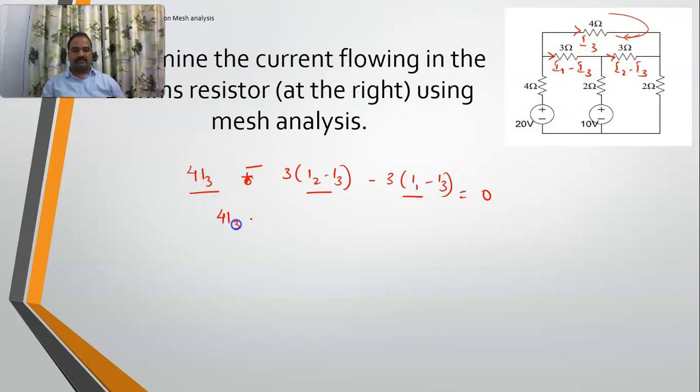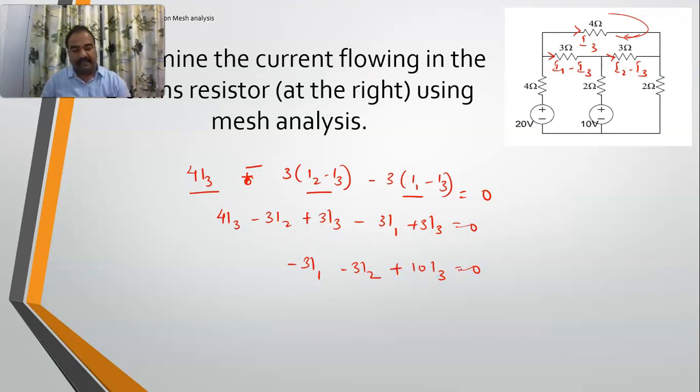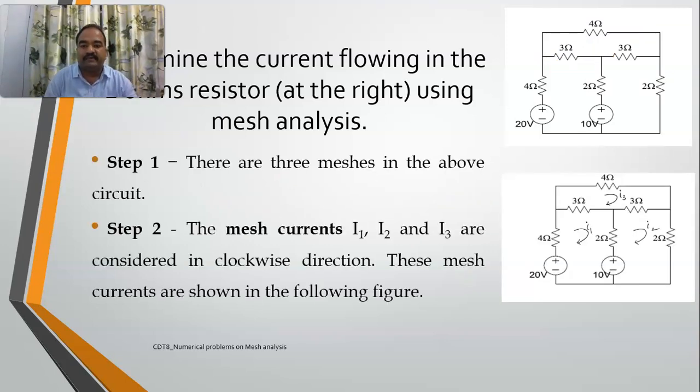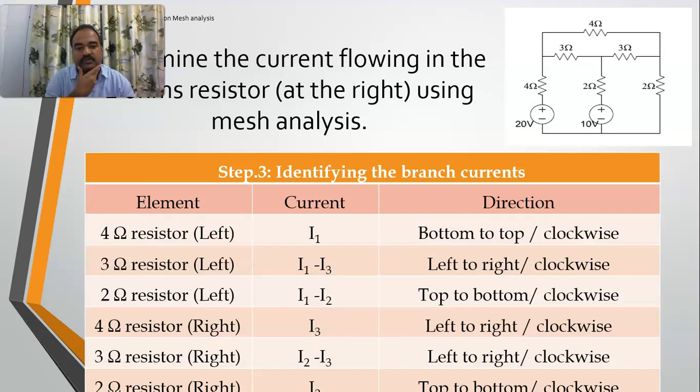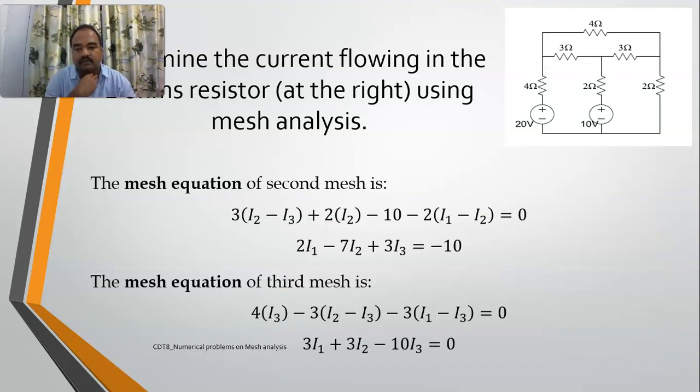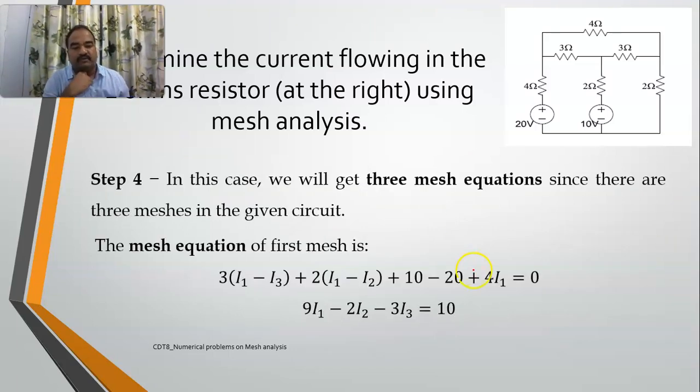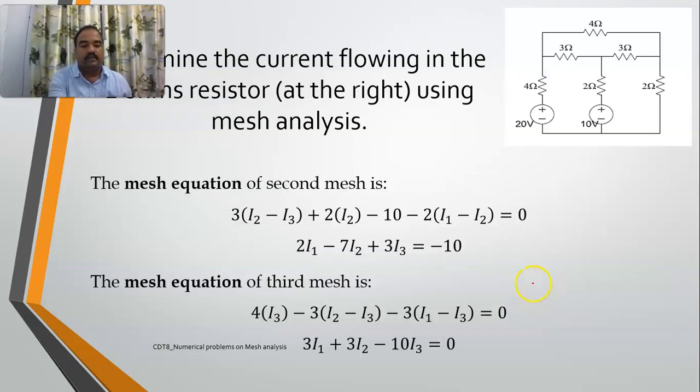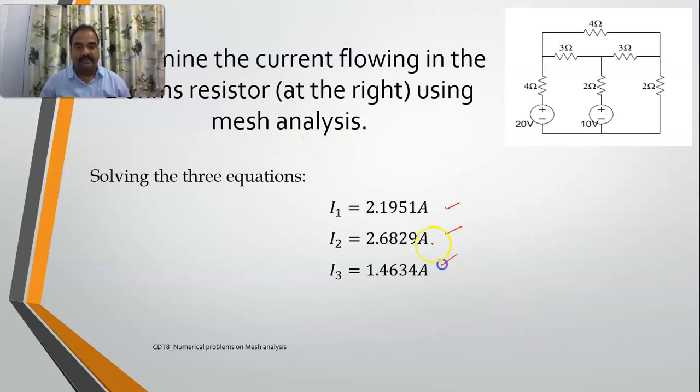So if I expand this one, I'll get minus 3I1 minus 3I2 plus 10I3 is equal to 0. So these are the three equations now. This is step 1, step 2, and this is what I have mentioned here: second mesh, third mesh. Now you do have three equations. This is equation number 1, this is equation number 2, and this is equation number 3. If you solve these three equations, you will get I1, I2 and I3 values.